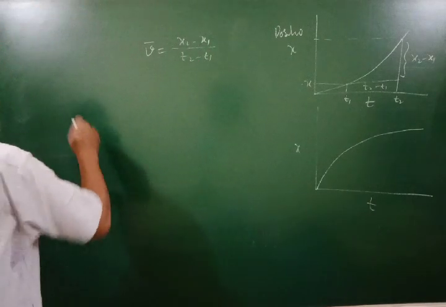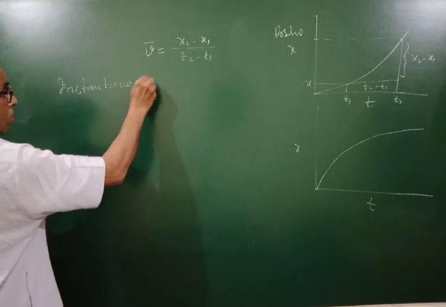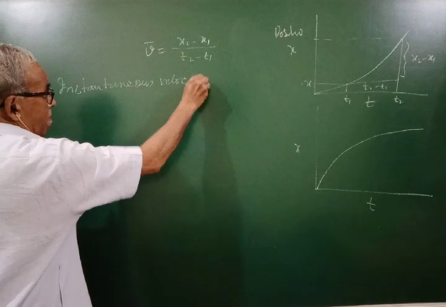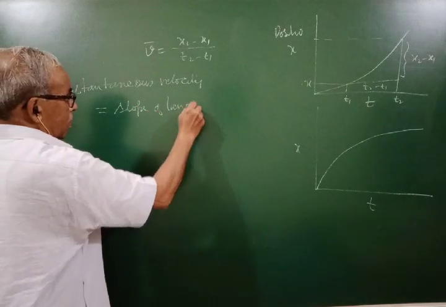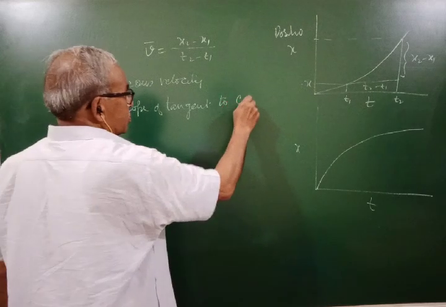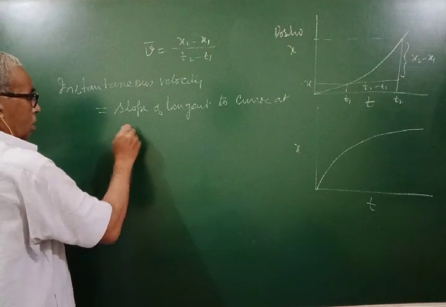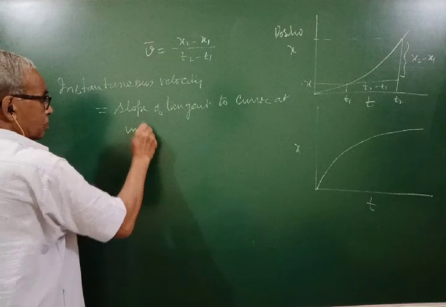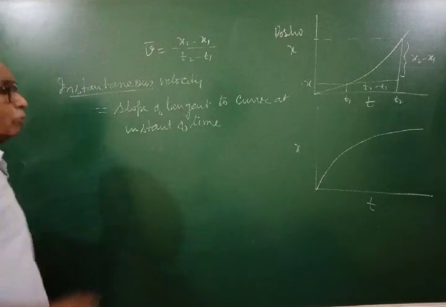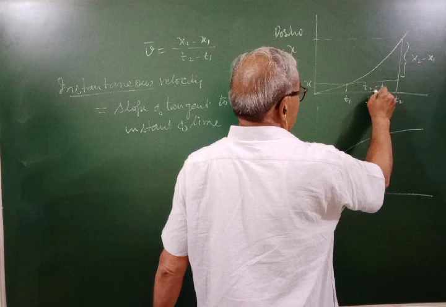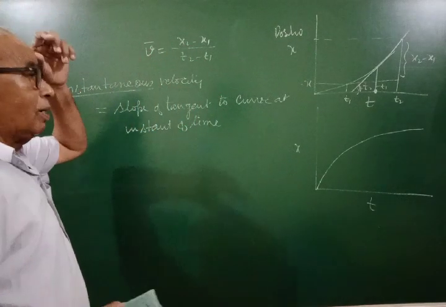So how to find the instantaneous velocity? Instantaneous velocity is equal to the slope of the tangent to the curve at an instant of time. Instantaneous means speed, velocity at any time. Suppose you want it at this time here. So what we do? We draw a tangent, and the slope of the tangent, tan theta, will give it again.